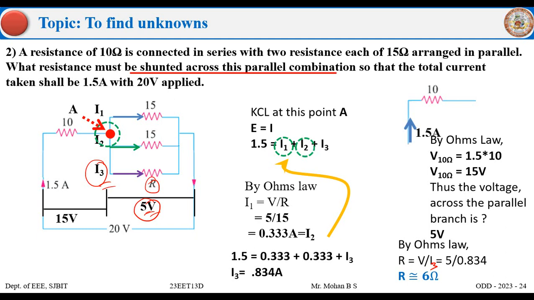So I hope you understood the concepts of Ohm's law, KCL, voltage divider in this video.